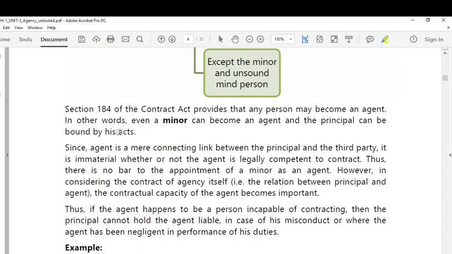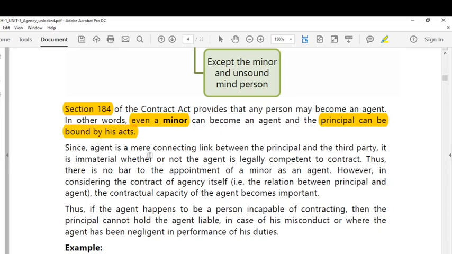The other phase of this is that section 184 of the Contract Act provides that any person may become an agent, in other words, even a minor. So the other way it says that a minor also can become an agent and the principal can be bound by his acts. If a minor is chosen as an agent, for the actions of that particular agent, the principal is liable to the third parties. So this is what the Act provides for.